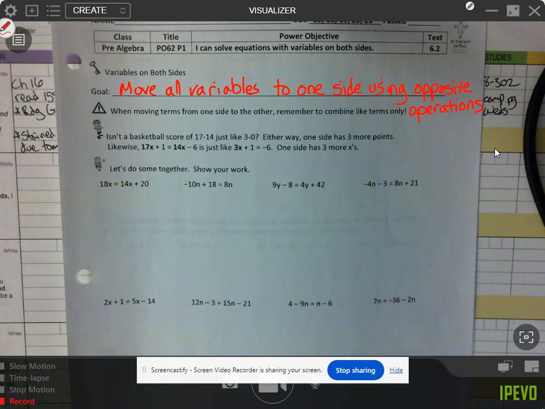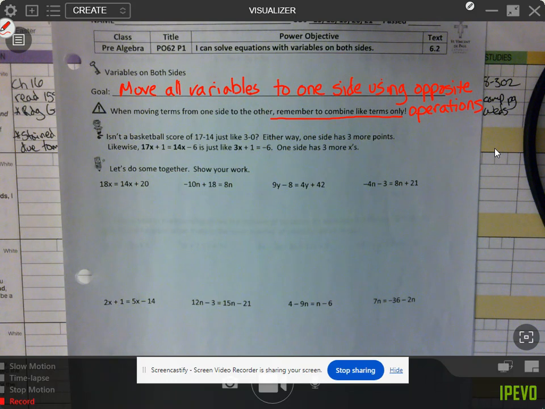So when moving terms from one side to the other, remember to combine like terms only. We cannot combine a lamp with a bed. Okay, you only combine those like terms. So, isn't a basketball score of 17-14 just like 3-0? Either way, one side has 3 more points. Likewise, 17x plus 1 equals 14x minus 6 is just like 3x plus 1 equals -6. One side has 3 more x's than the other side.